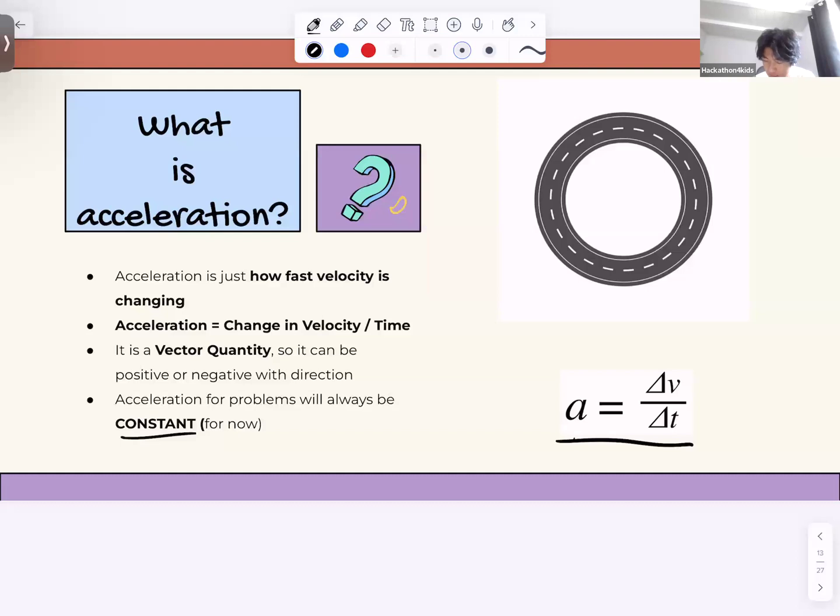So remember, a equals change in velocity over change in time. What do I mean by that? Well, delta v is final velocity minus initial velocity, over final time minus initial time, okay? So the triangle indicates change, okay?